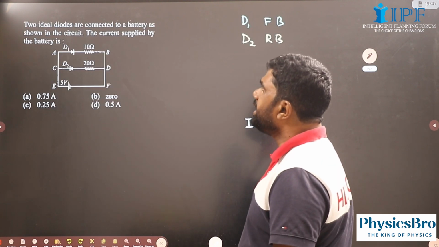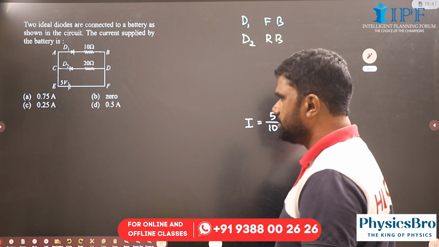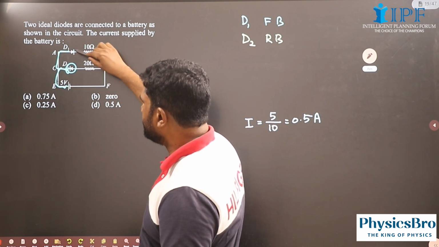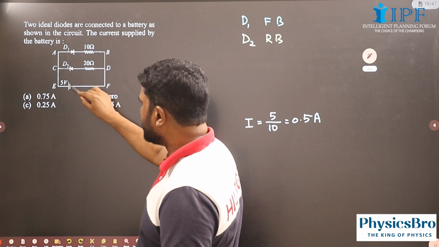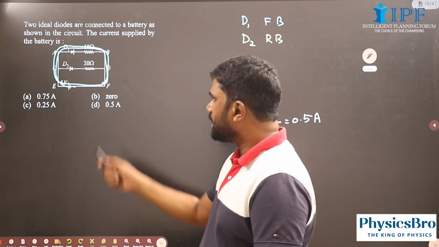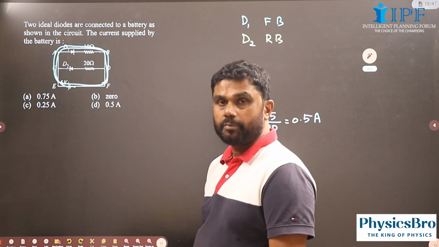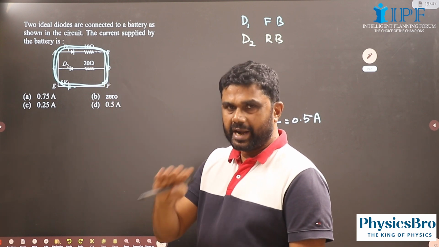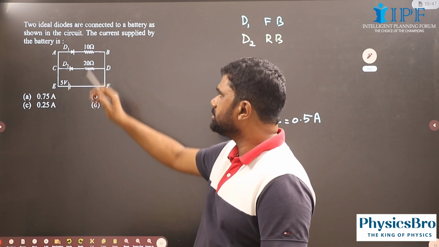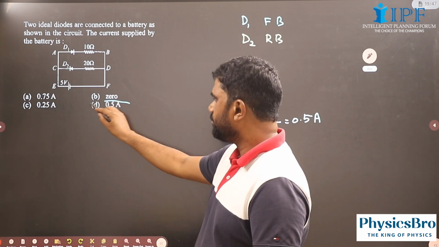Okay. Two ideal diodes are connected to a battery as shown in the circuit. The current supplied by the battery is, see, this is the positive pole, so this diode will be reverse biased and this will be forward biased. So the electric current will be like this. There will not be any current through this middle branch. D2 is reverse biased. So this 20 ohm resistor will not come in the circuit. So that branch can be eliminated. Now see, we have a 5 volt and the only resistor in the circuit is 10 ohm. So the current will be 5 by 10 or 0.5 ampere.